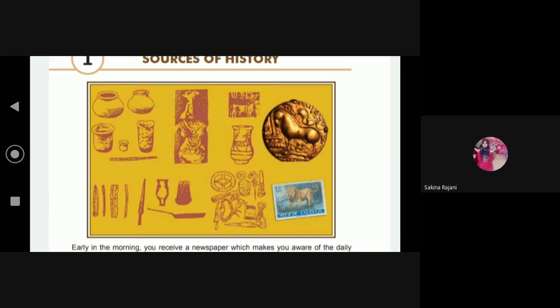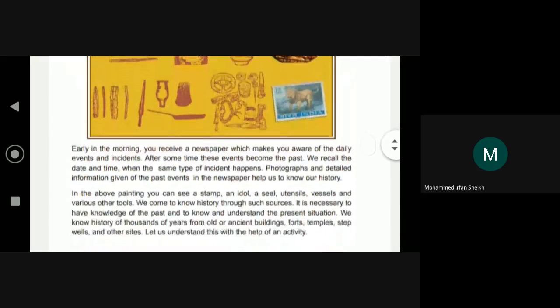Yes, ma'am. See, you can see some utensils, right? Then you can see some coins, isn't it? We can see some stamps, ornaments, right? All these are what, Sakina? All these are sources of history. Yes, sources of history.